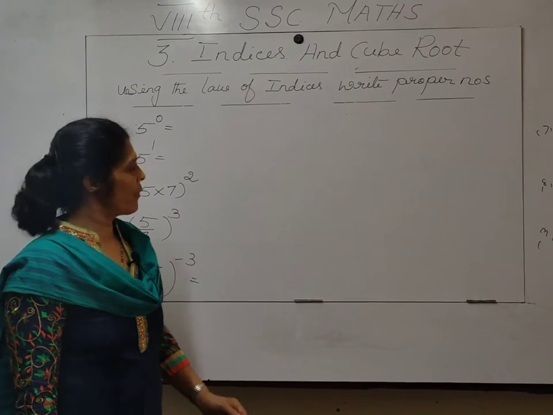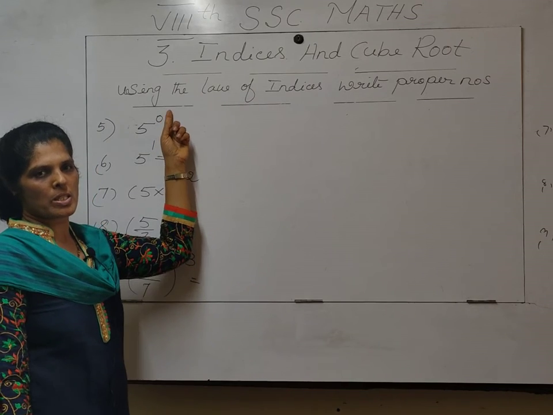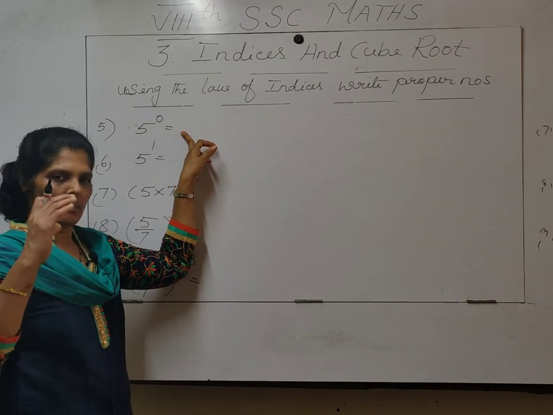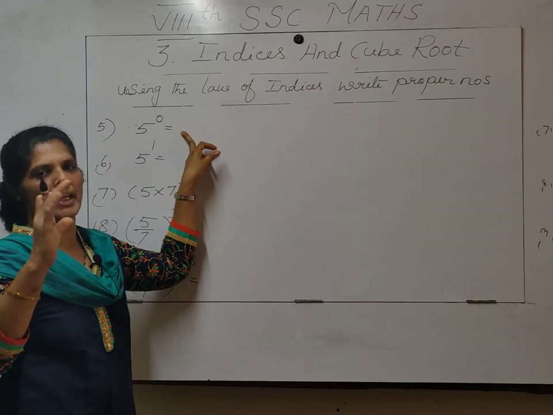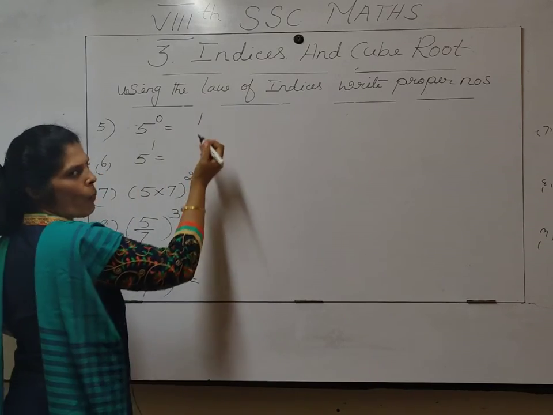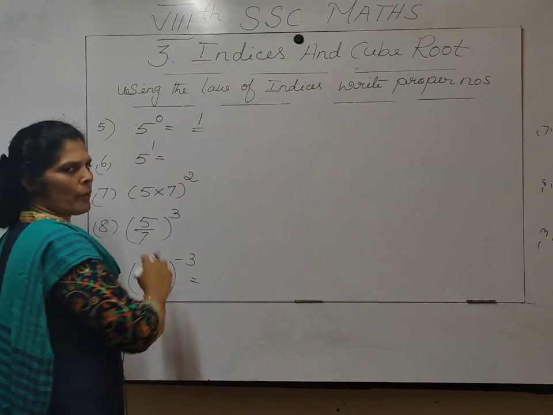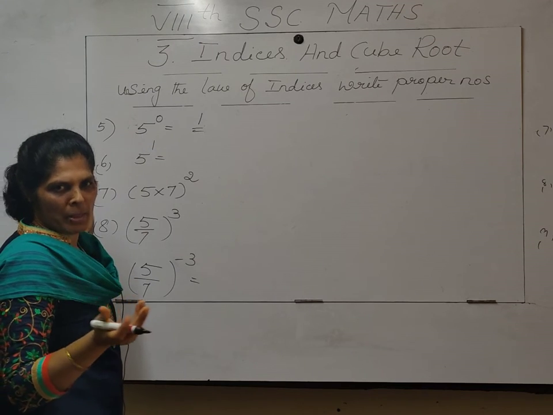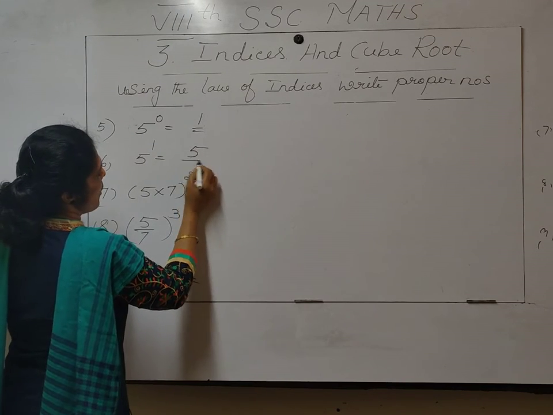Now we'll go to the fifth sum, that is 5 to the power 0. First only I told you the power of any number being 0 means the answer will be 1. 5 to the power 1, इसका मतलब क्या है? 5 एक बार मल्टीप्लाई करना है तो आंसर इज 5.